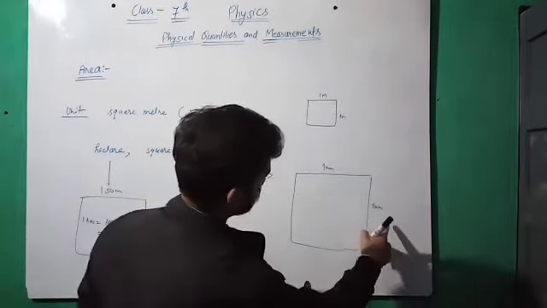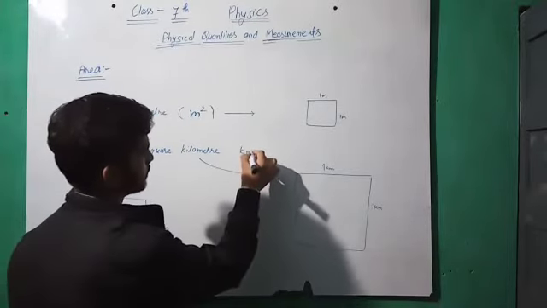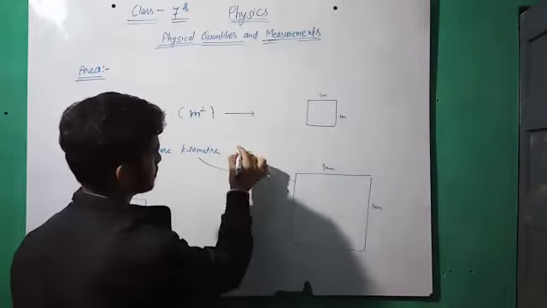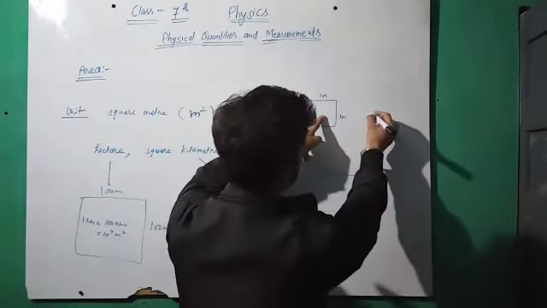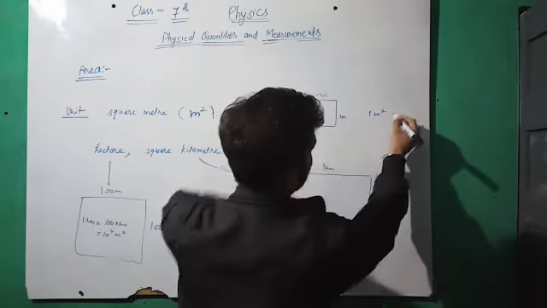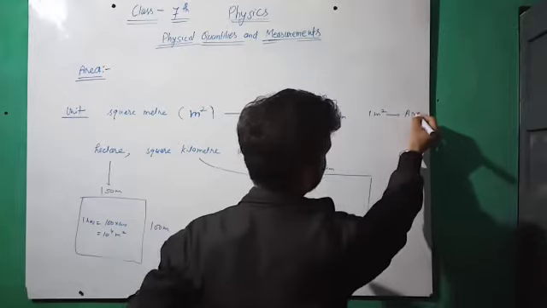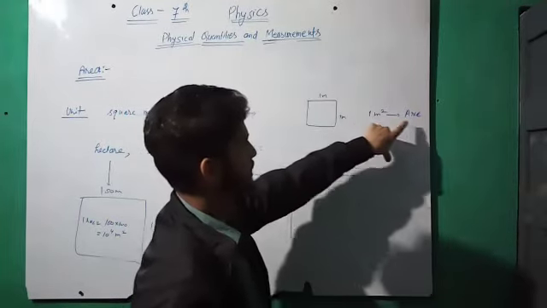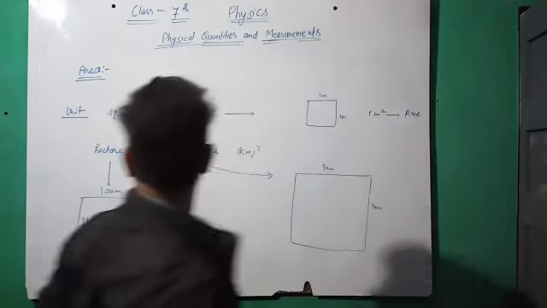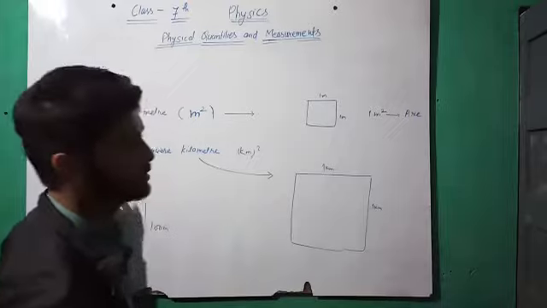Again, 1 kilometer into 1 kilometer is a square kilometer or kilometer square. 1 meter into 1 meter is 1 meter square, and it is also known as are, A-R-E. This is a very famous unit, that's why it is named as are. And hectare, and this is 1 kilometer square.